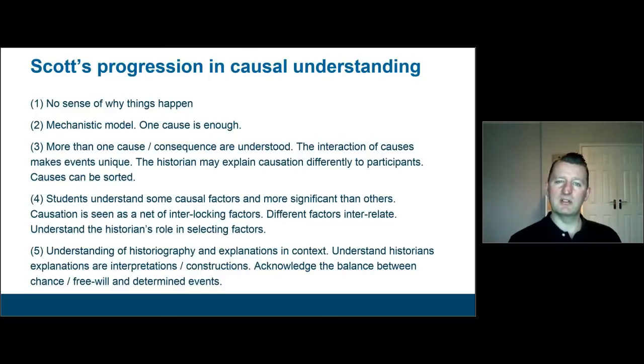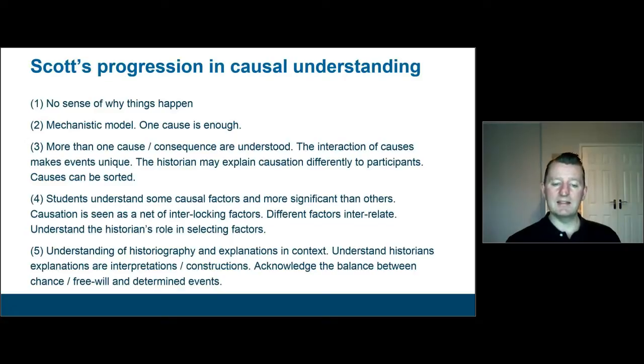So we might start to notice that some things are to do with people's religious beliefs, some things are to do with the economy and their access to wealth, etc. So the fourth level of understanding Scott was putting forward at this stage was that students could understand some causal factors were more significant than others, and causation was seen more as a net of interlocking factors. So different factors could interrelate, and they could understand the historian's role in selecting those factors.